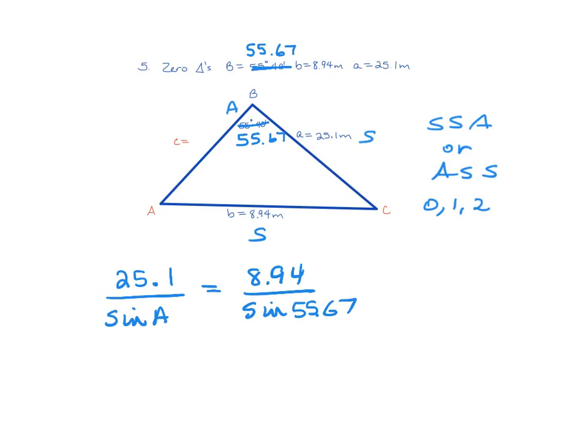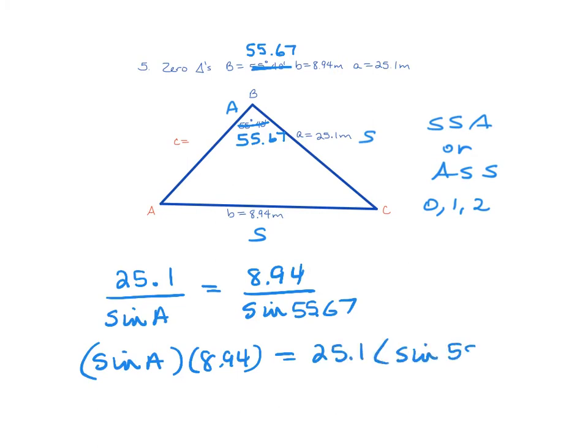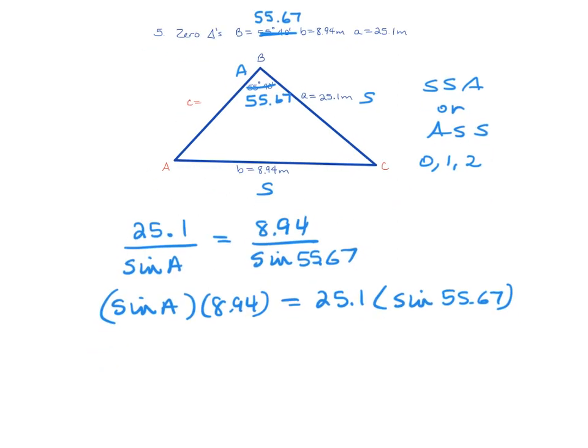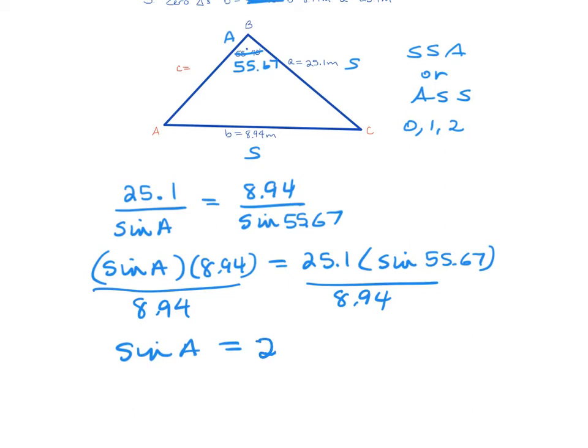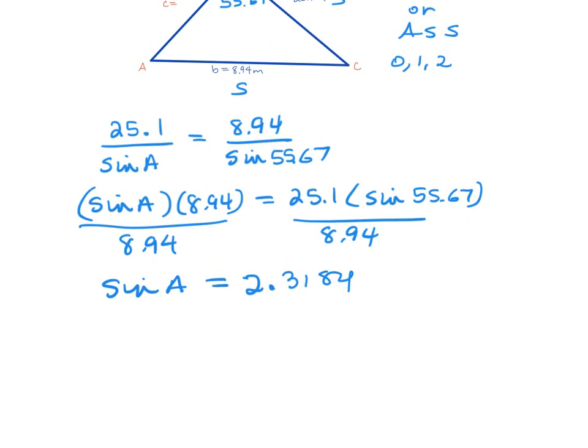So now that I've set up my proportion, I can cross multiply. So the sine of A times 8.94 is equal to 25.1 times the sine of 55.67. I'm going to divide both sides by 8.94. And the sine of A is equal to, once I multiply and divide, 2.3184. Right away, this should be a red flag, because if you recall, sine cannot be a number that's greater than 1. But let's go ahead and do it on our calculator.